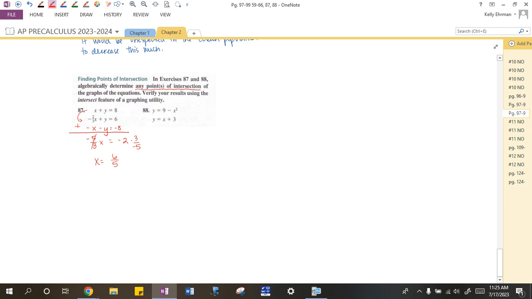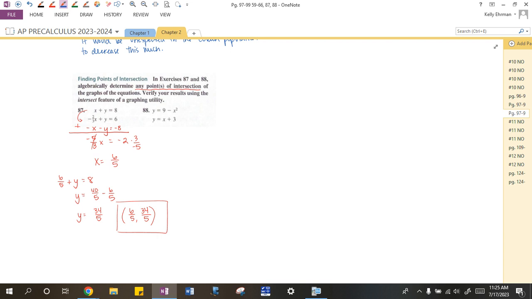And then you've got to solve for y. So I'm going to use the top equation again. X, which is 6/5, plus y is supposed to equal 8. Because I'm going to be subtracting 6/5, I'm going to write 8 as 40/5. So y is 34/5. So our point of intersection as an ordered pair (x, y) is 6/5, 34/5. If I were to solve these equations for y and graph them, this should be the point of intersection.